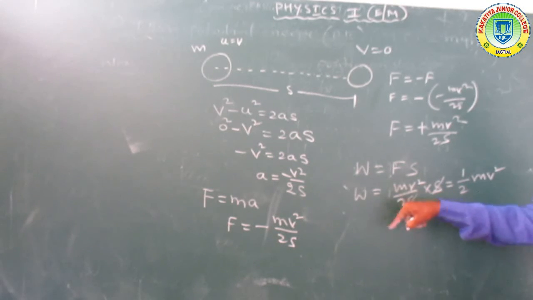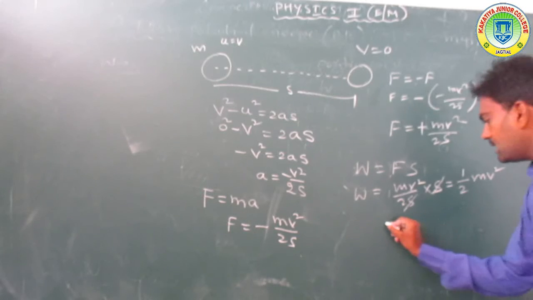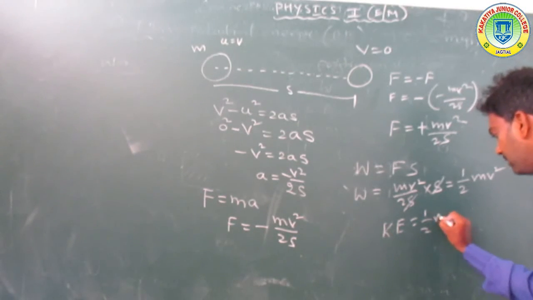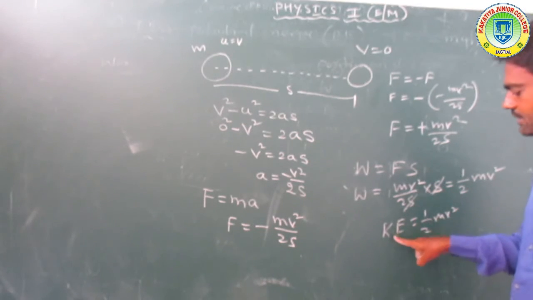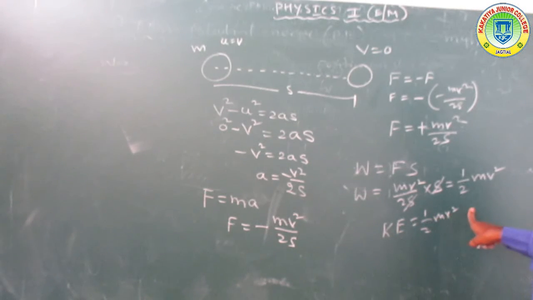The total work done will be stored as kinetic energy. So K.E. is equal to half m v square. The total work done is stored as kinetic energy, so K.E. is equal to half m v square.